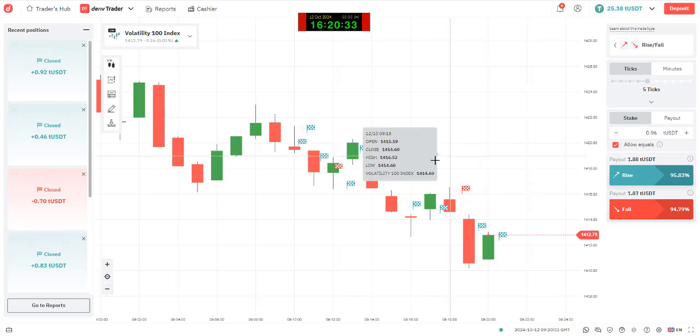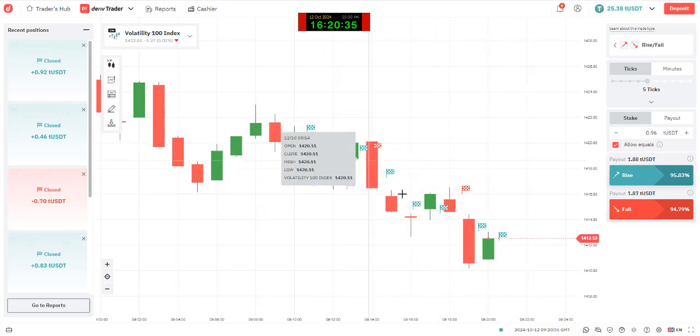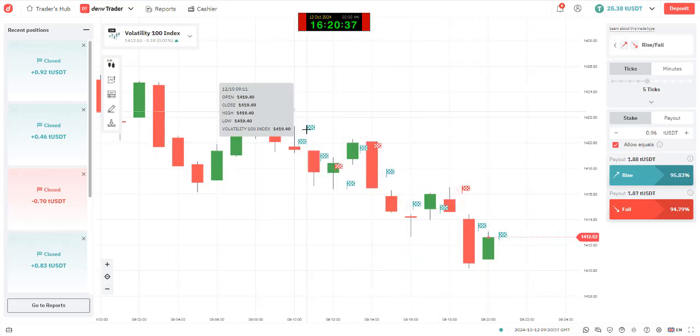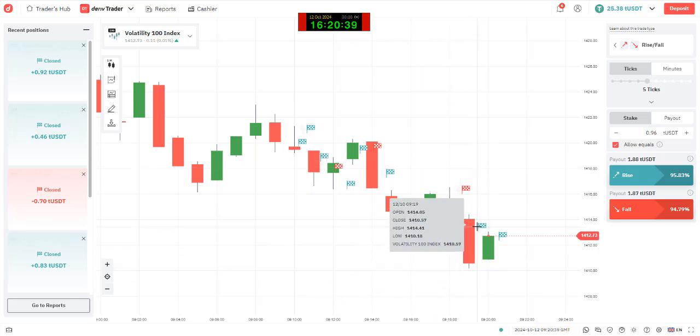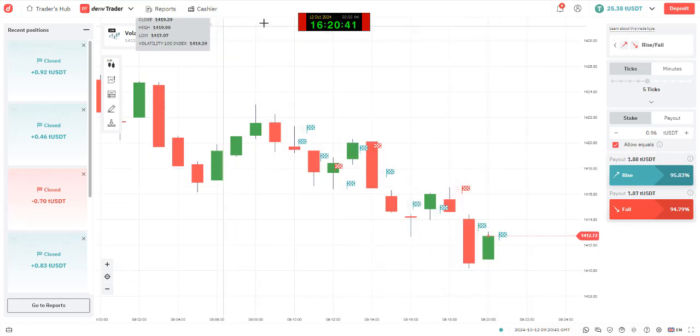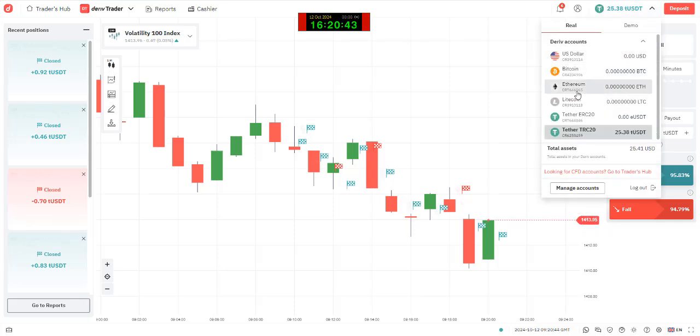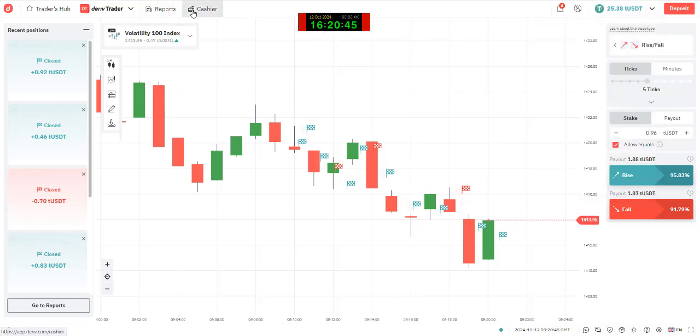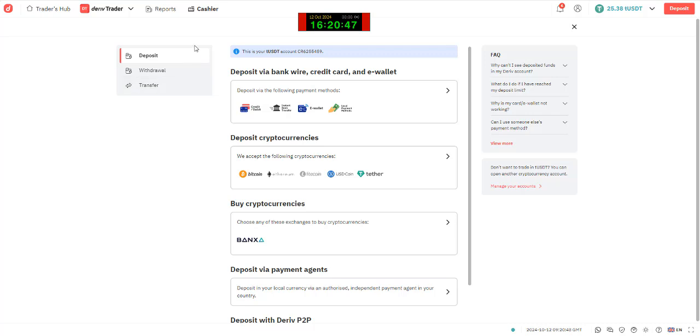So good, I have $5, and now you can see I will transfer $5 to the LTC account, and I will withdraw through the LTC account. Okay, here you can see I transfer to the LTC account.